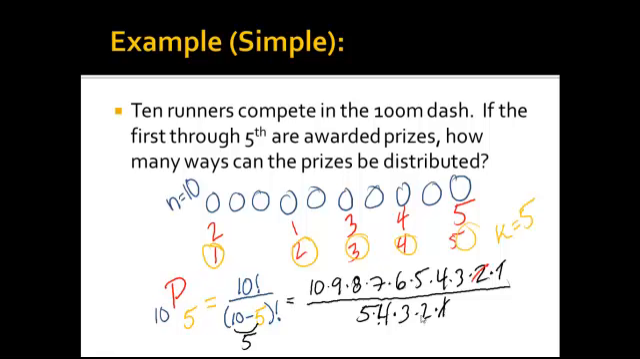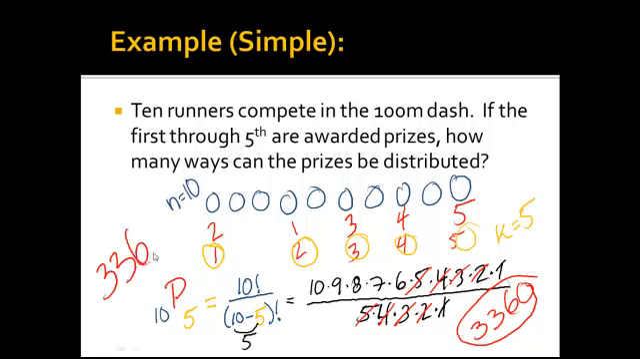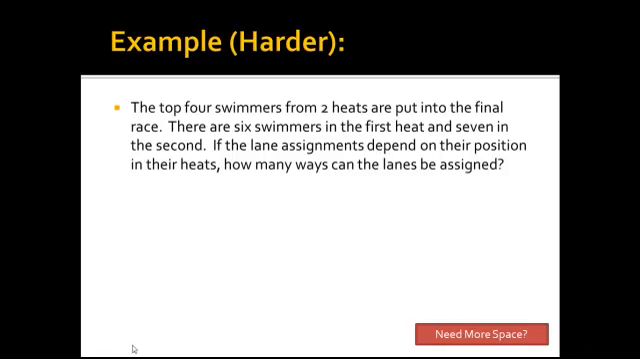And the 2's cancel. 3's, 4's, and 5's. So now I just do 10 times 9 times 8 times 7 times 6, and that comes out to 30,240. So the answer to my question here is 30,240. There are 30,240 ways I can give out those medals. That's a big deal. Let's move on.